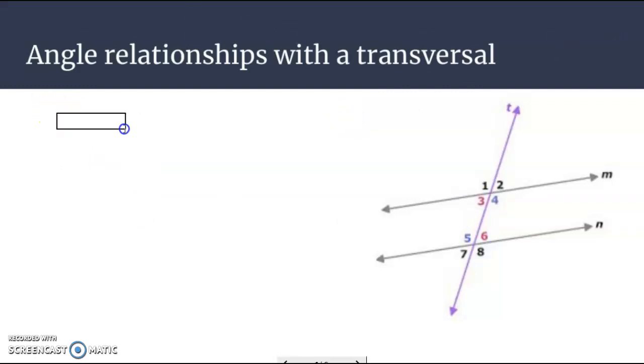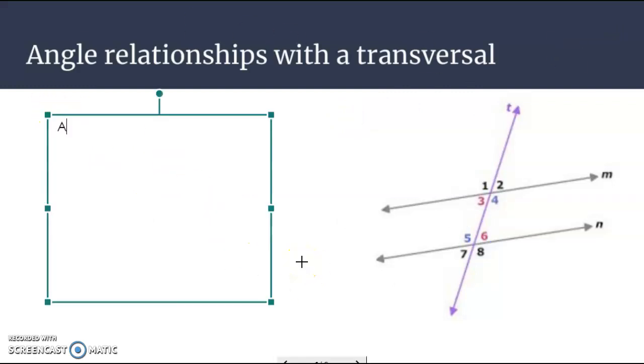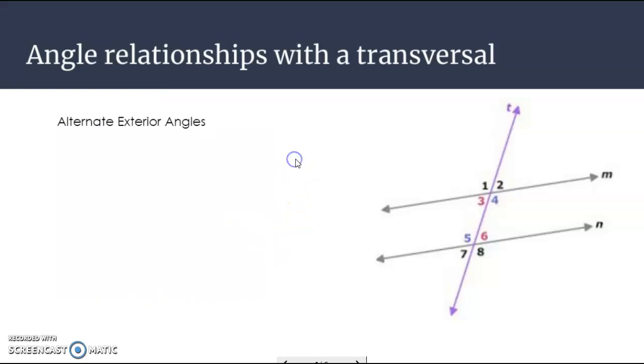And lastly, alternate exterior angles. Let's focus on those for a moment. 1 and 8. Notice they're on the outside of the parallel lines, and they are on alternating sides of the transversal, hence the name alternate exterior angles.